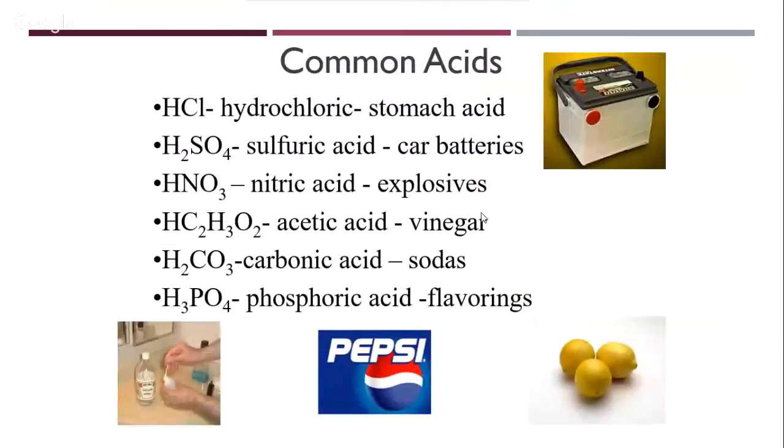Some common acids that are found around the house. The acid that's there in our stomach is actually hydrochloric acid, of course, to quite a dilute extent. H2SO4 is used in car batteries, especially with lead. Nitric acid is something that's used in explosives. For example, TNT, trinitrotoluene, is made from nitric acid. Then acetic acid, which is nothing but CH3COOH.